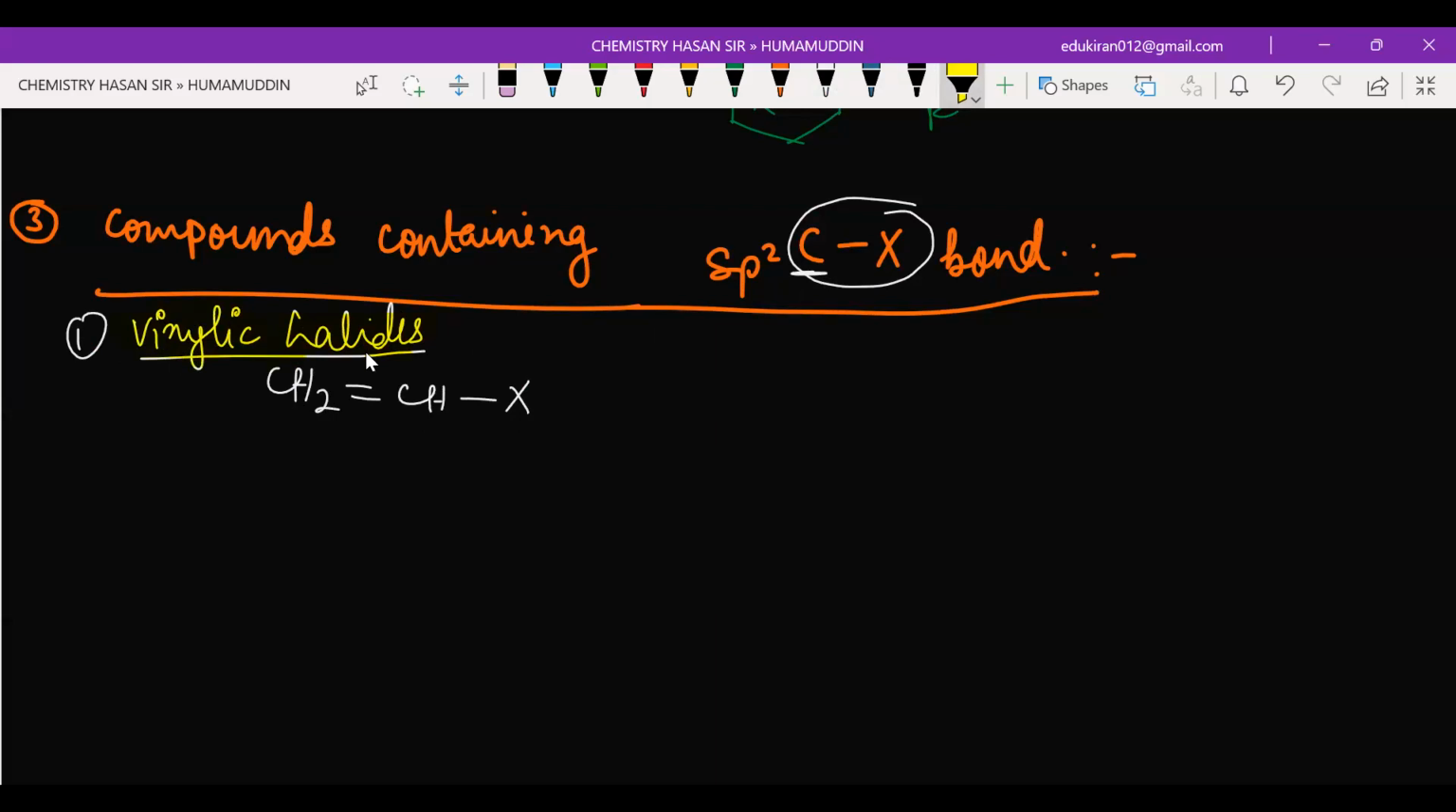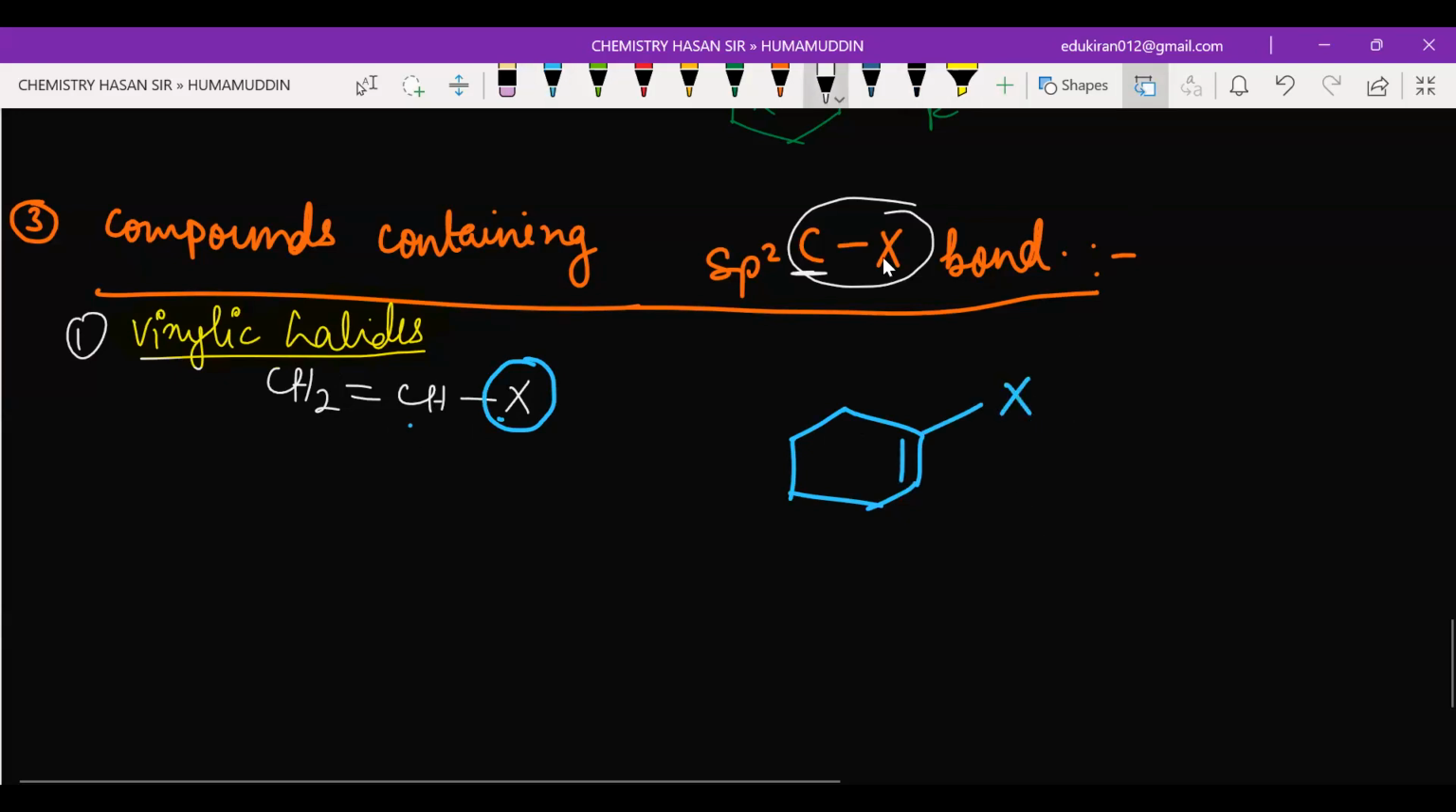Very important. What is allylic halide? The carbon to which X is connected is sp3 hybridized, and the adjacent carbon to that sp3 hybridized carbon should be doubly bonded or sp2. And what are vinylic halides? This is the scenario CH2=CHX, where the carbon to which X is connected is doubly bonded. So X is directly connected to the doubly bonded carbon or sp2 hybridized carbon. That is vinylic halide.